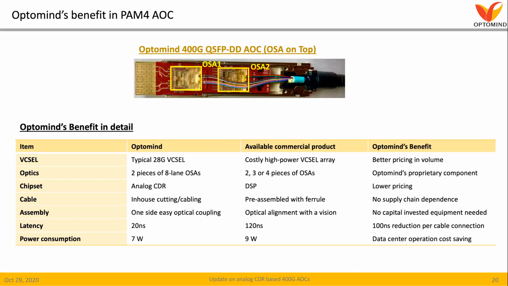We do not need any heavily capital-invested, high-precision alignment equipment during optical assembly, and we could ramp up the manufacturing capacity very quickly without blackout due to long delivery of the equipment. We could take advantage of lower latency and lower power consumption owing to the use of an analog CDR chipset.